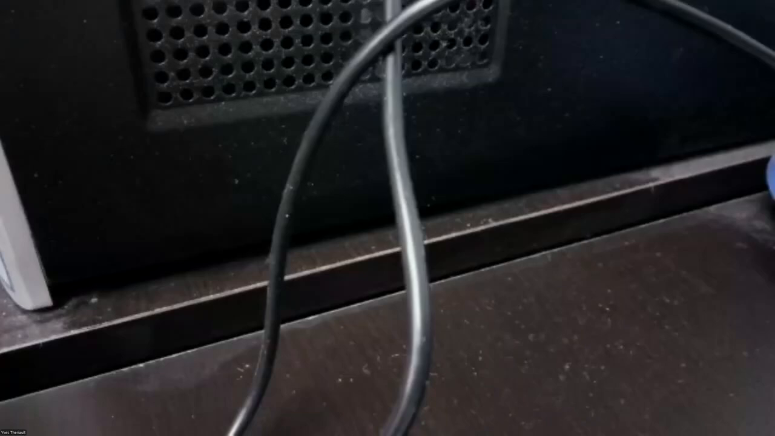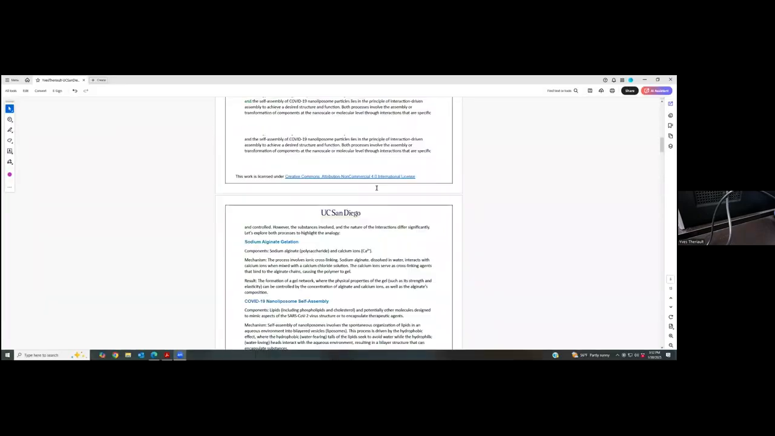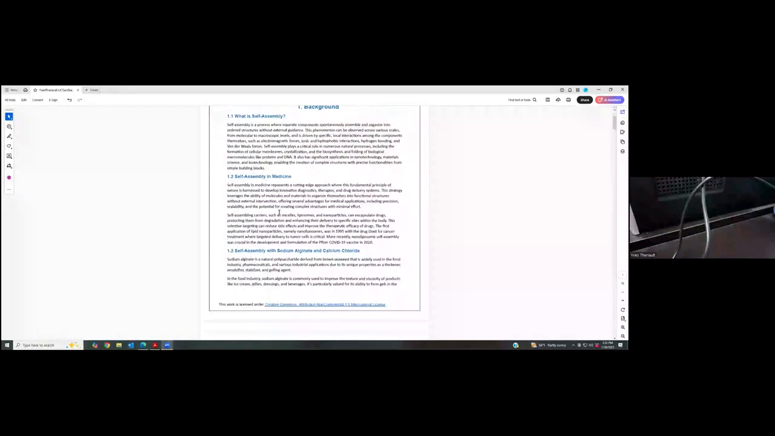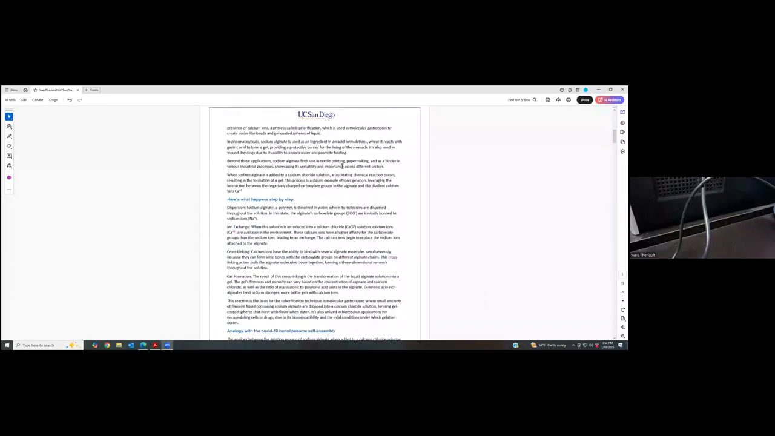And I will talk now about chemical bonding or chemical self-assembly, which is the first part of the document. So here it explains again what self-assembly is. And now we're going to do an experiment with sodium alginate and calcium chloride. And you've probably done that. If not, I will demonstrate it in a minute.